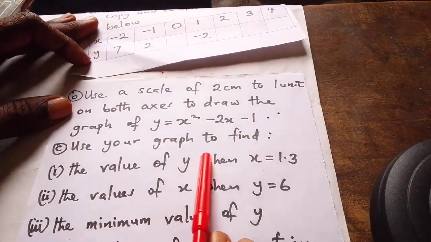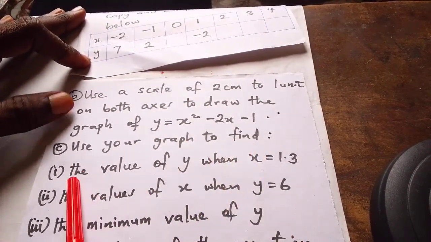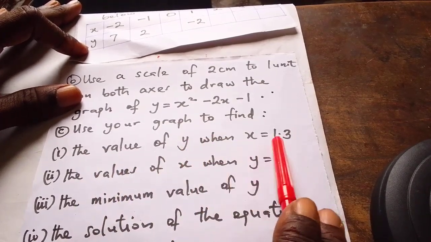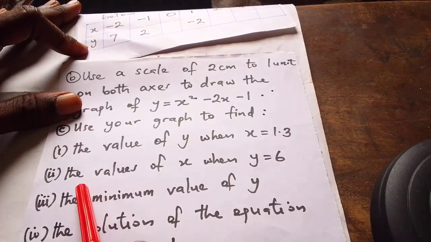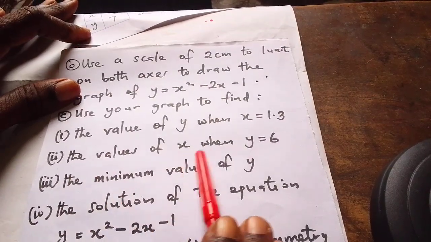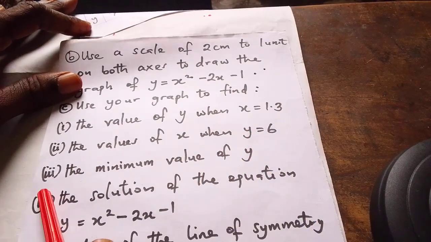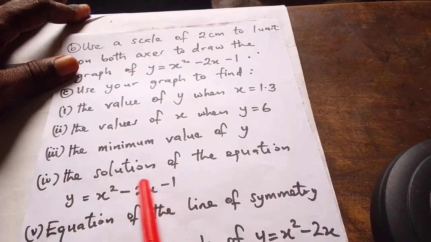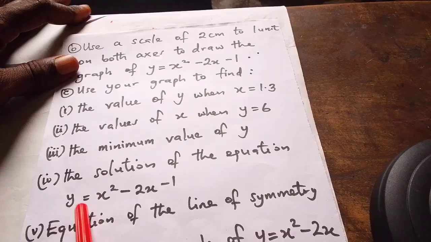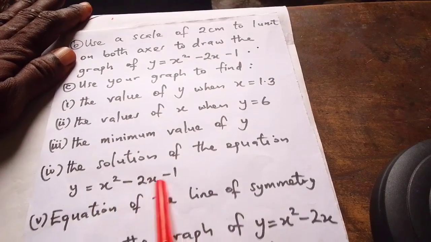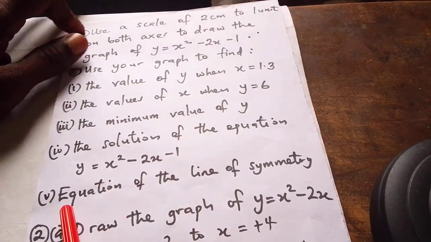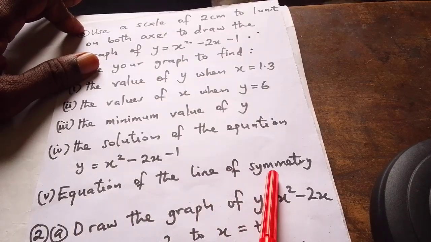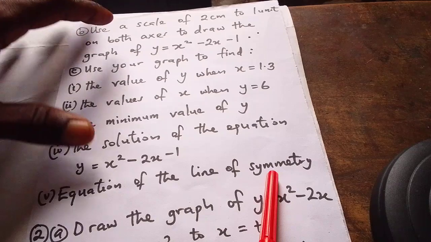c. Use your graph to find: Roman numeral 1, the value of y when x is 1.3. Roman numeral 2, the values of x when y is 6. Roman numeral 3, the minimum value of y. Roman numeral 4, the solution of the equation y equals x squared minus 2x minus 1. Roman numeral 5, the equation of the line of symmetry.